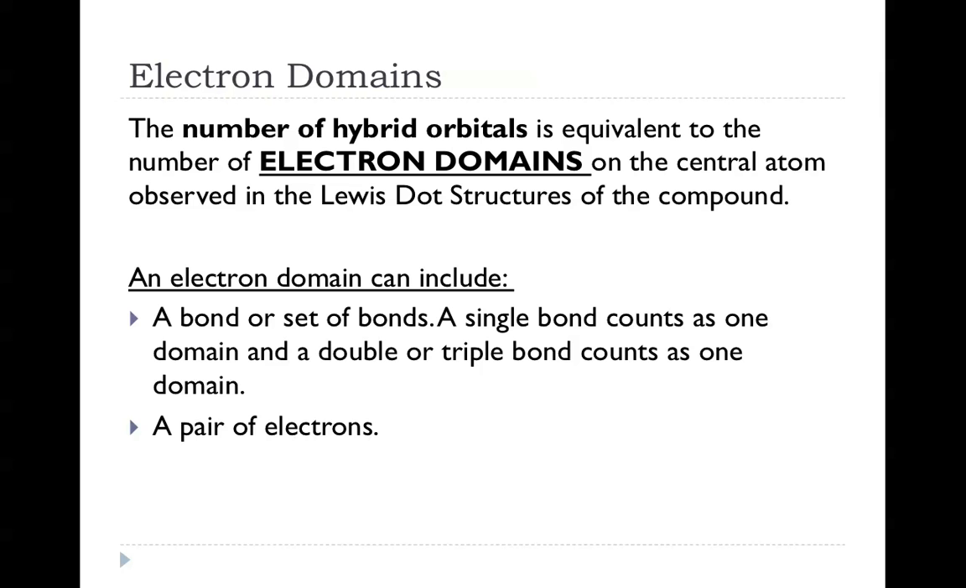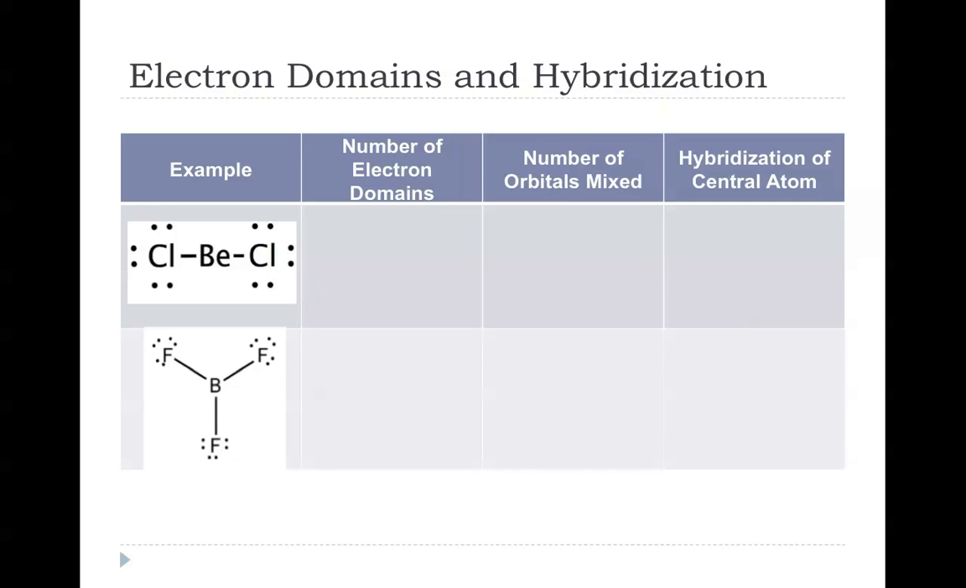An electron domain can include a bond or set of bonds. So a single bond counts as one domain, a double bond counts as one domain, and a triple bond counts as one domain. Also, a lone pair of electrons will count as a single domain. So let's look at some examples.